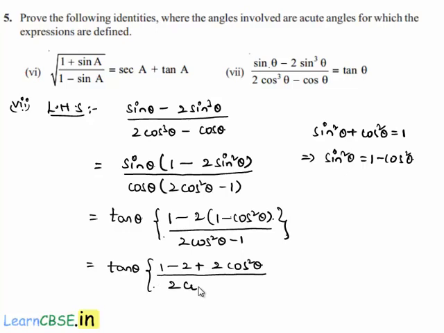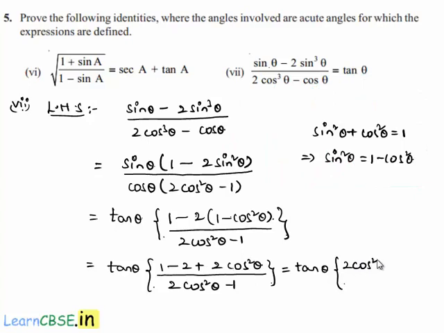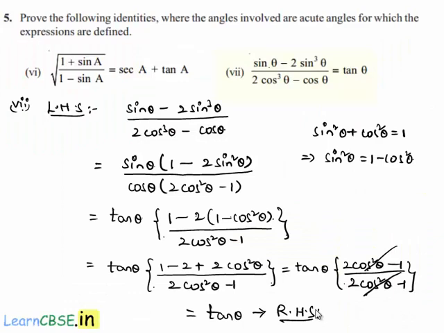divided by 2 cos square theta minus 1, which will be equal to tan theta times, here by rearranging the terms we get 2 cos square theta minus 1 by 2 cos square theta minus 1. Here in the numerator and denominator we have 2 cos square theta minus 1 as common, which will be cancelled, and finally we are left with tan theta, which is our right hand side. So here, as LHS is equal to RHS, we can say that (sin theta minus 2 sin cube theta) divided by (2 cos cube theta minus cos theta) is equal to tan theta.